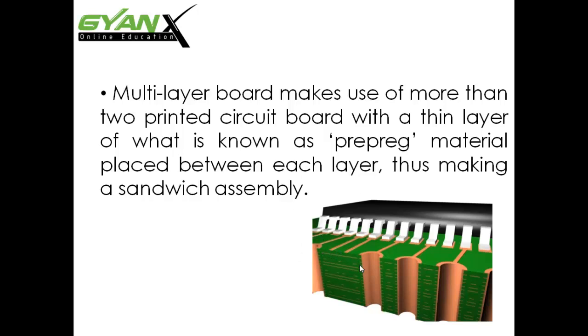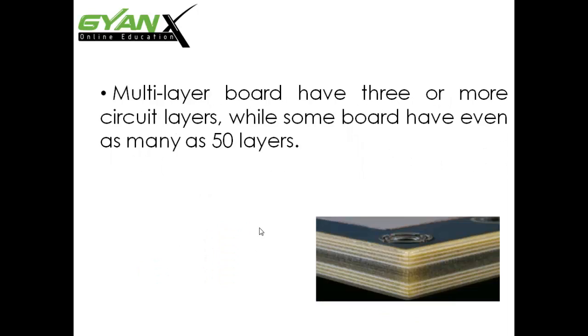In the diagram you can see the layers are placed one upon the other and a kind of sandwich is made, and this we call multi-layer PCBs. So this is how the multi-layer PCB is manufactured. Multi-layer boards have 3 or more circuit layers, while some boards have even as many as 50 layers. So this is a huge quantity. The technology has expanded now.